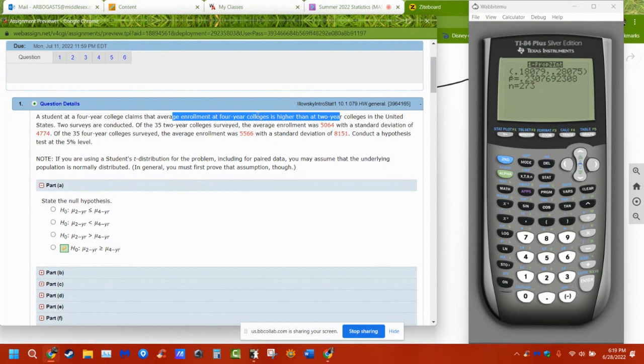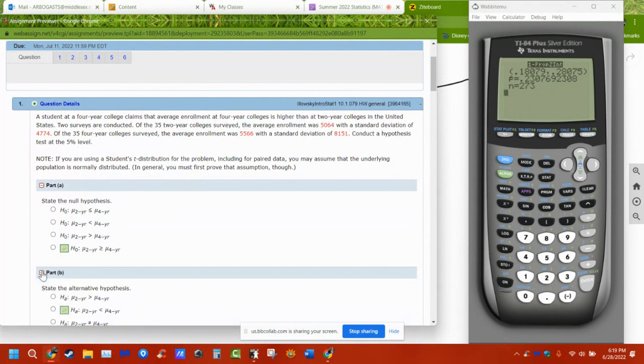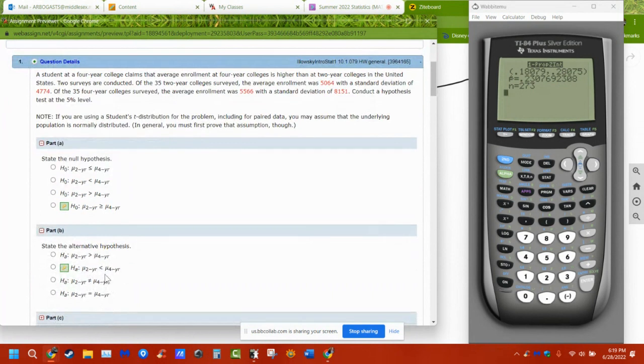So I'd be testing four-year colleges is higher. So that's what this says right here. Four-year colleges is higher than two-year colleges, but they're technically saying that two-year colleges are less than four-year colleges. That's their null hypothesis. But I would have turned it around and done it the other way. So just be aware that you have to put it in the order that they're asking it over here. They have a tendency to mess that stuff up, and I don't know why.